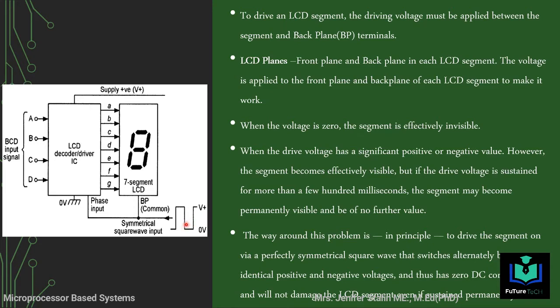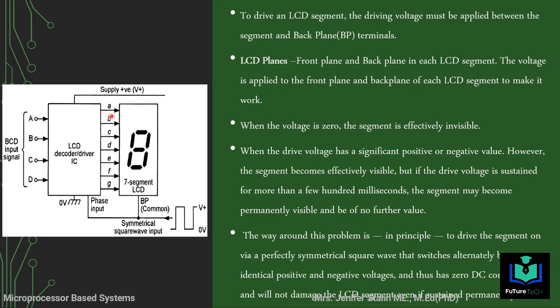if a continuous positive value alone is given to the segment, it will damage the LCD. It becomes permanently visible, and no further values will be visible. For example, if a segment is given a positive value alone for a long time, that segment is going to be permanently visible no matter what. Even if the segment is treated as 0, you can still receive light from this segment.